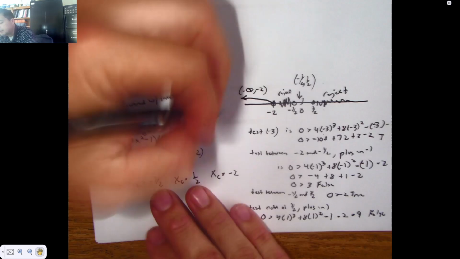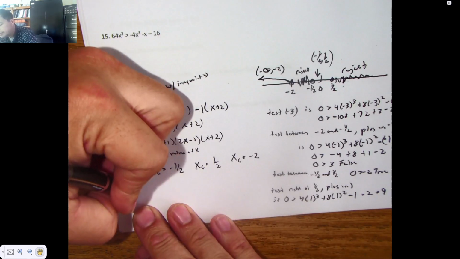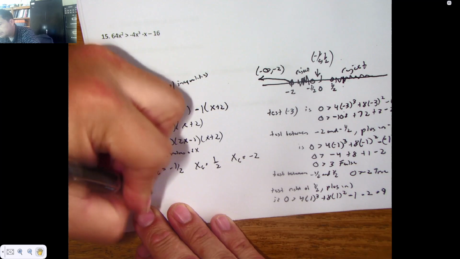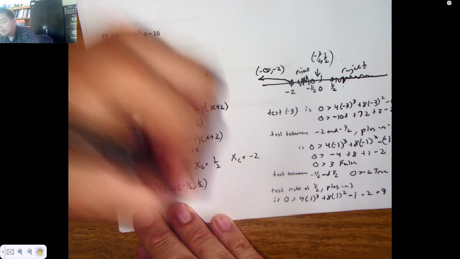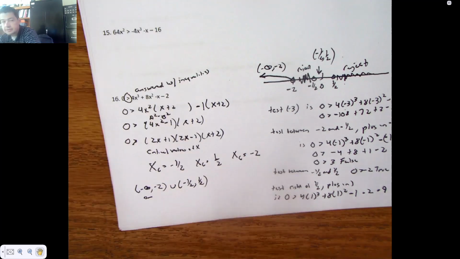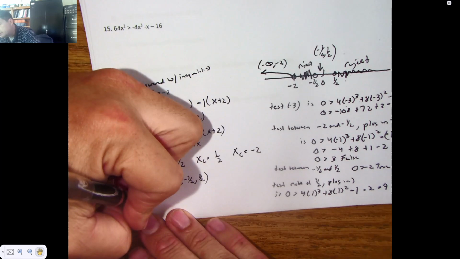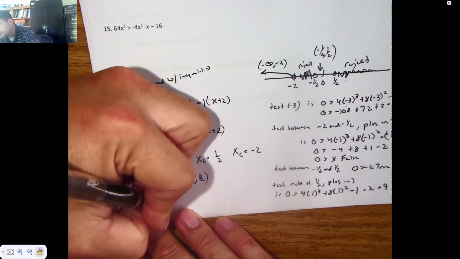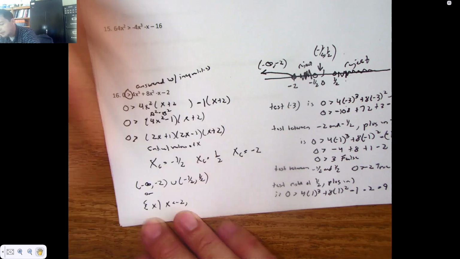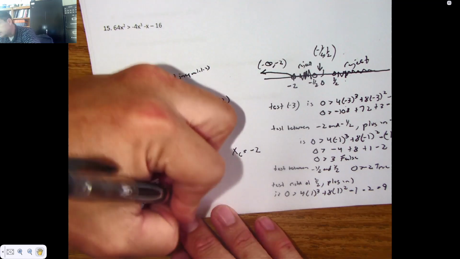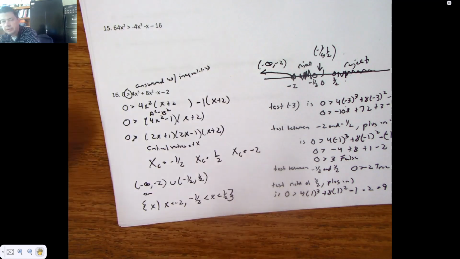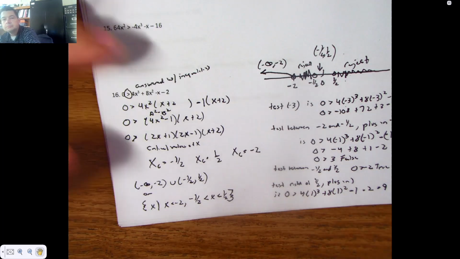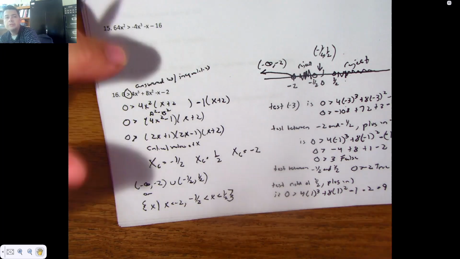things. My actual answer here is that I am the interval from negative infinity to negative 2, union with the interval from negative 1/2 to 1/2. Or, if I like set builder notation, I could say all values of x such that x is less than negative 2, comma, negative 1/2 less than x less than 1/2. These are both valid ways of answering. And yeah, yep, that's how you do these.